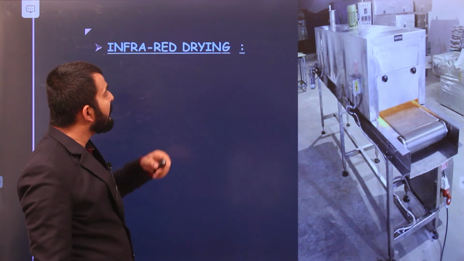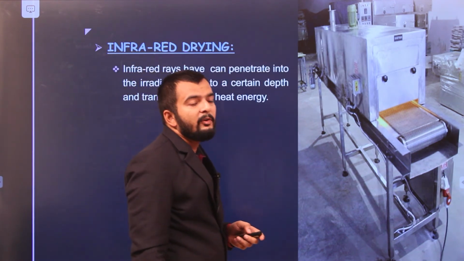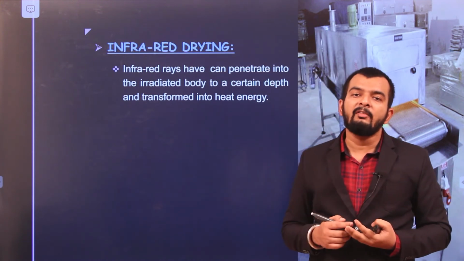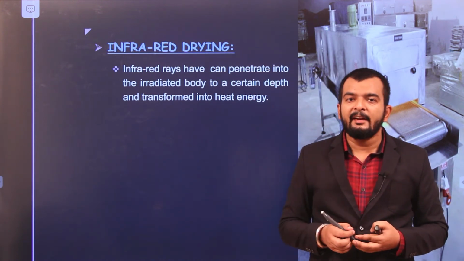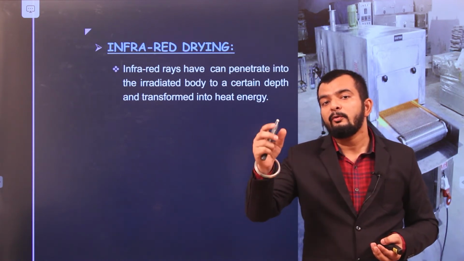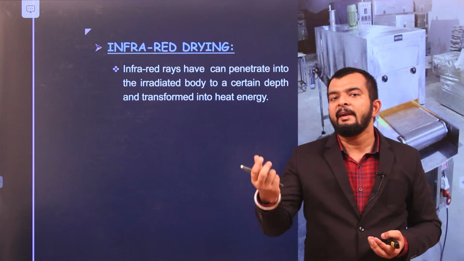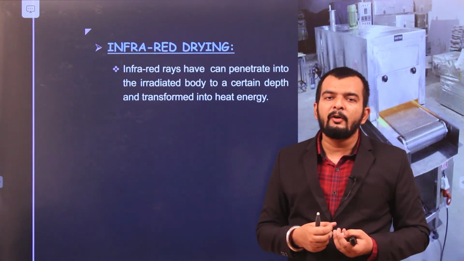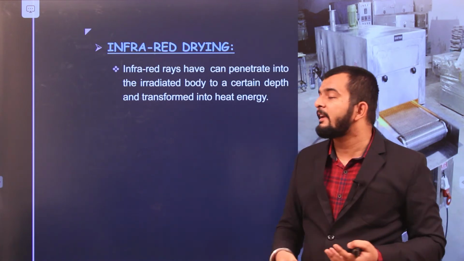Now comes infrared drying. In case of infrared drying, you all must have used some kind of heater or oven during winter season, right? What happens is, when you use an electric heater, some sort of coil will be heated up and orange light will be coming out through it. Now this orange light that is coming out contains the infrared radiation.